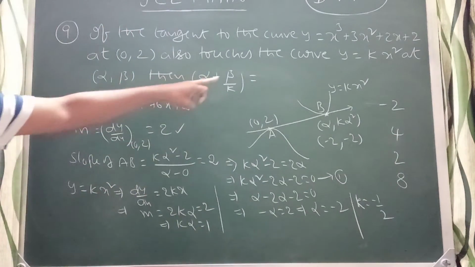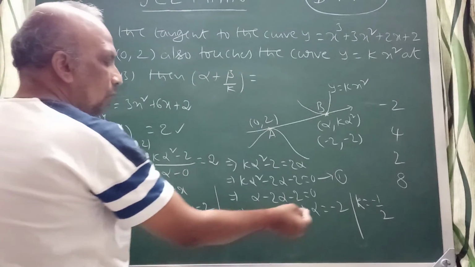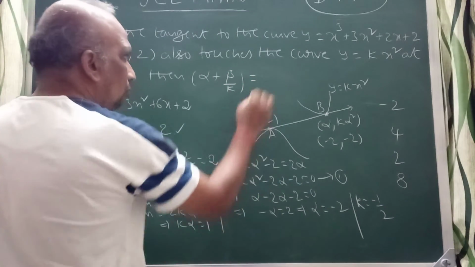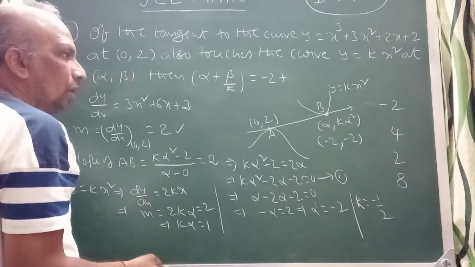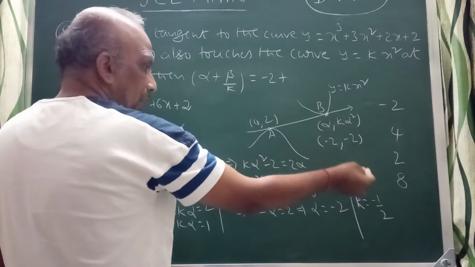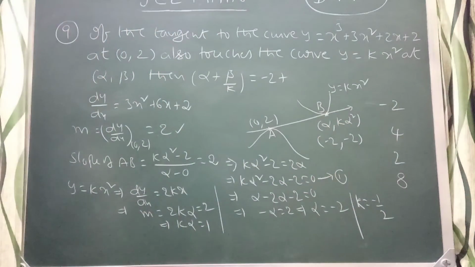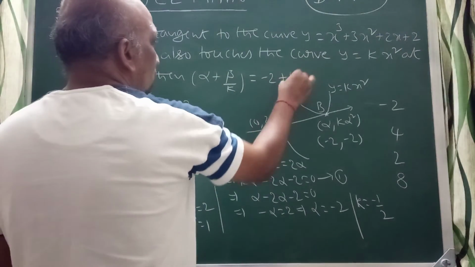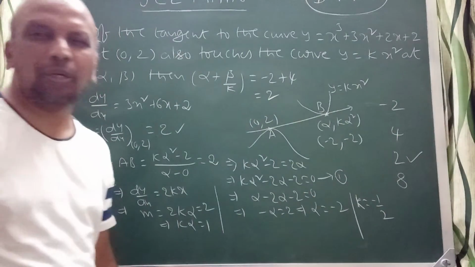They are asking alpha plus beta by k. What is alpha plus beta by k? The alpha value we know is minus 2, so you will get minus 2 plus beta by k. What is the beta value? Beta value is also minus 2 because this is alpha beta. So minus 2 divided by minus 1 by 2, we get that value, which is 4. So it will be minus 2 plus 4, which is 2. Your answer is 2. That will be your answer.